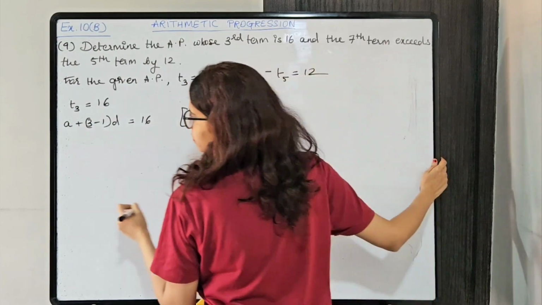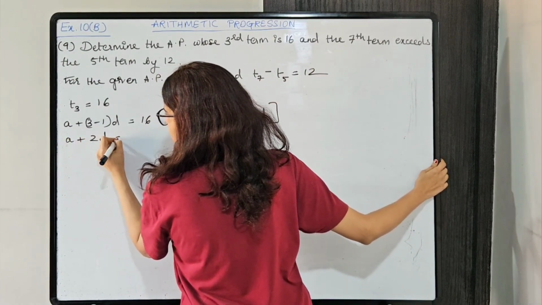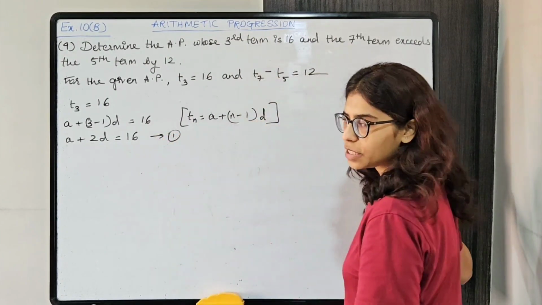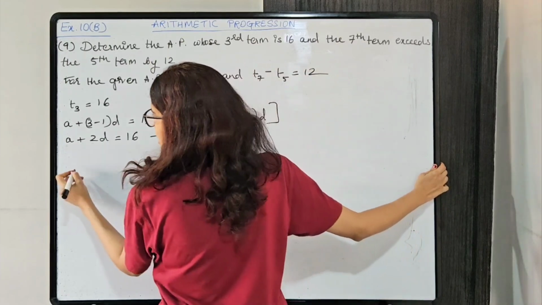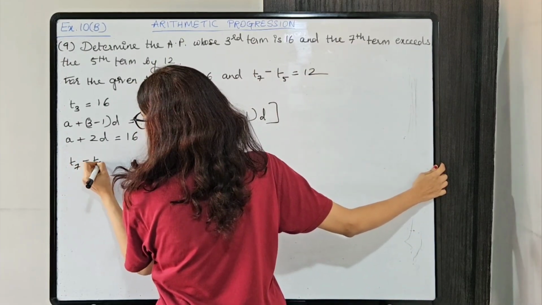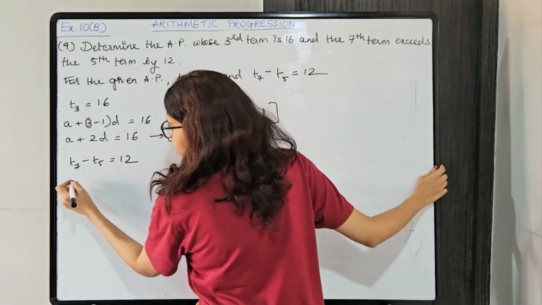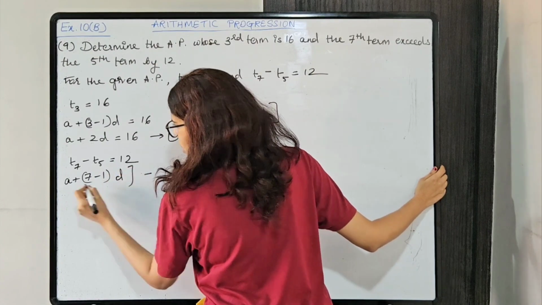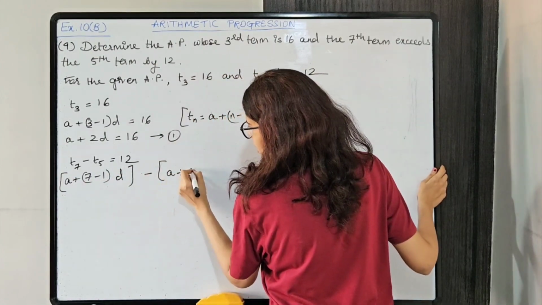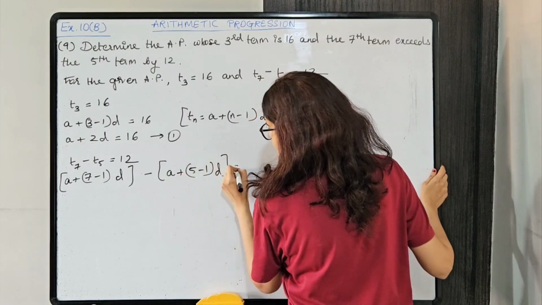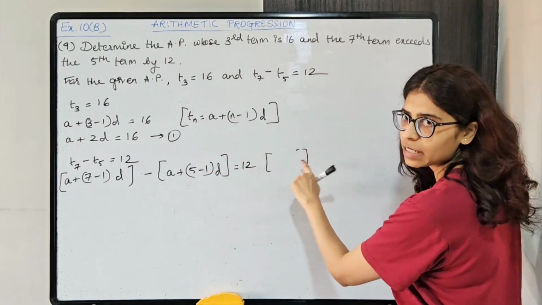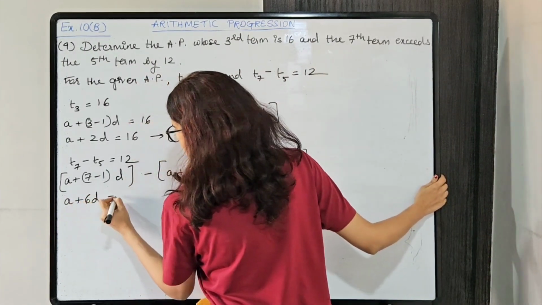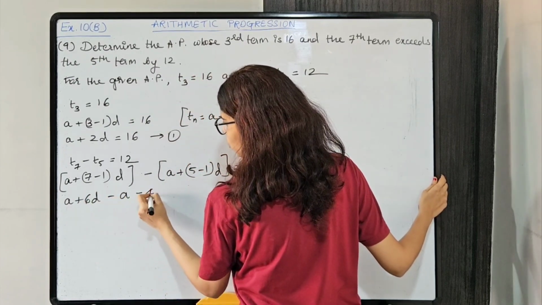So A plus 2D is equal to 16. This is what we are getting. Mark this as 1. Same way, second one we consider. T7 minus T5 is equal to 12. So A plus 7 minus 1 D minus A plus 5 minus 1 D is equal to 12. Again give the reason: Tn is equal to A plus n minus 1 D. So this will give A plus 6D minus A minus 4D.